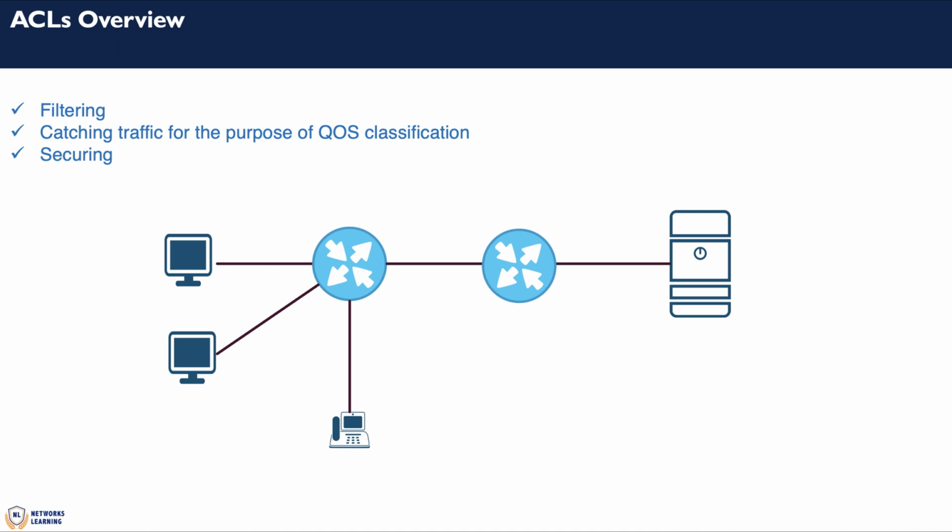So in this particular example, if I want to, for example, allow this particular host here, this PC, to reach this web server and deny this PC2, for example, from reaching this server, I will have to use an access list that will allow traffic from this PC and deny it from this one.